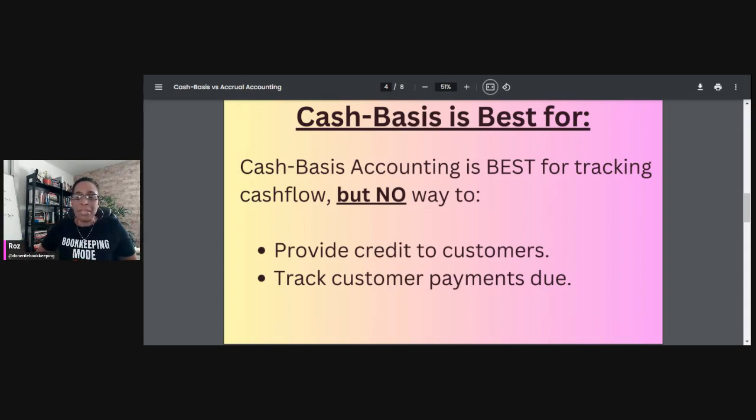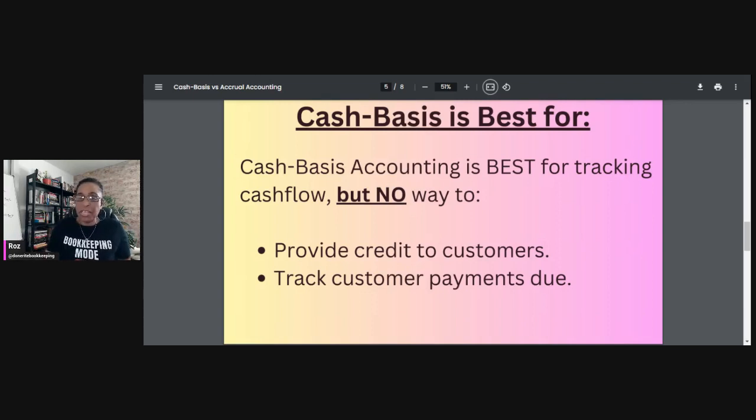Track customer payments: unless you're keeping a separate spreadsheet for yourself, there's no way to track the customer payments. You're getting the cash in, whether it be from a check or a credit card or simply cash or some other way of payment, and you're receiving those payments in. And if you're buying items, you're just paying right out.